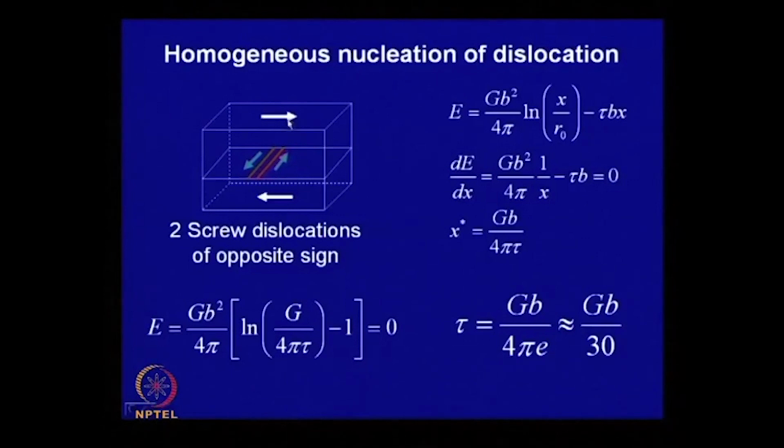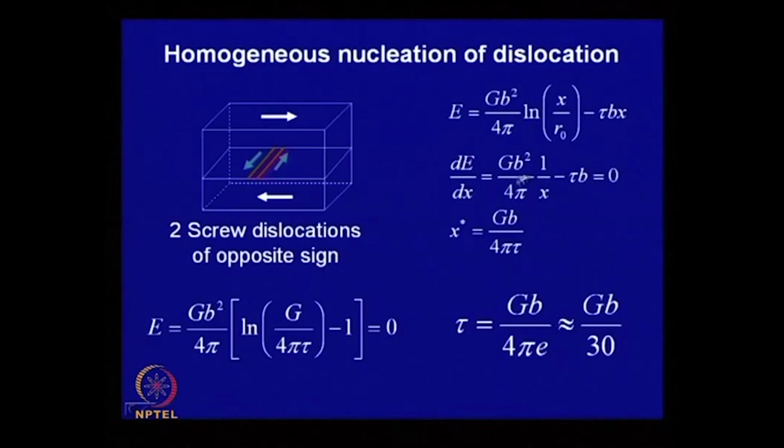So, tau is the force, and you need to move the dislocation by a distance. Then the force on the dislocation is tau b, and you are moving the dislocation by distance x. So, this is the work done. This is the total work done. Now, if you differentiate, you can find out the maximum energy which has to be supplied to create this pair of screw dislocations of opposite sign.